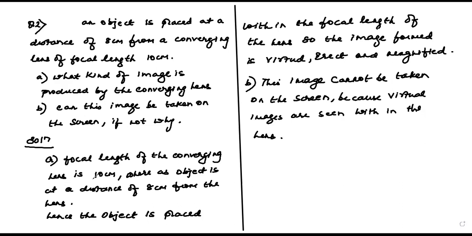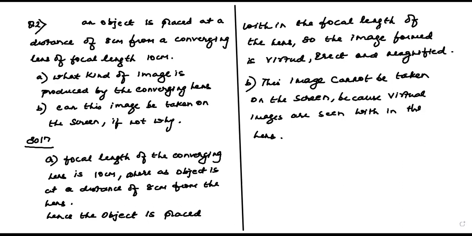Focal length of the converging lens is 10 centimeter, whereas the object is at a distance of 8 centimeter from the lens. Hence, the object is placed within the focal length of the lens. मतलब 10 centimeter का अंदर है. So naturally, the image formed is virtual, erect, and magnified.